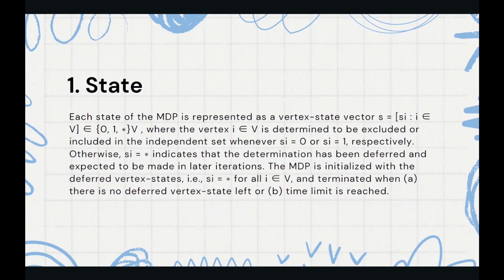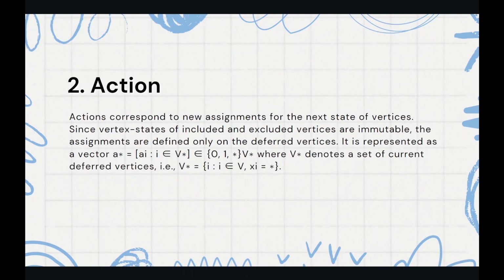Next, we are going to understand the actions possible in the MDP. For each action, a set of deferred vertices is chosen, and each vertex is set to either included vertex, excluded vertex, or not changed at all. It is important to note that actions can only be taken on deferred vertices, and the included and excluded vertices are fixed for the rest of the episode.